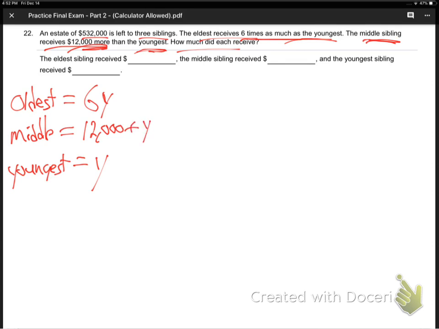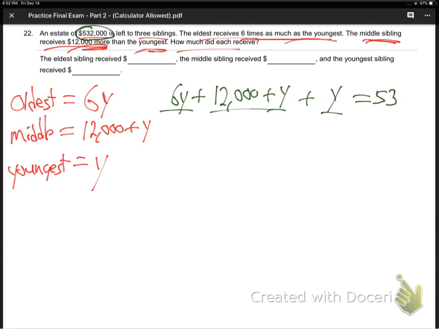And now I need to write a formula. $532,000 is for all 3. So that would be 6y plus 12,000 plus y plus y alone equals 532,000. Does that make sense?